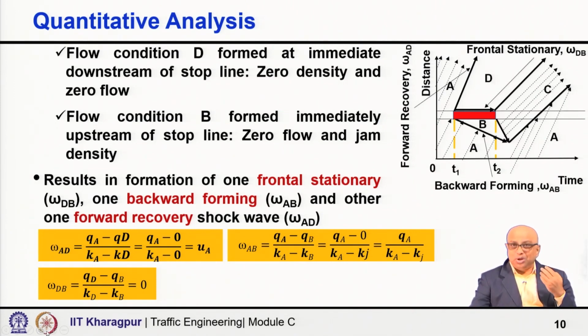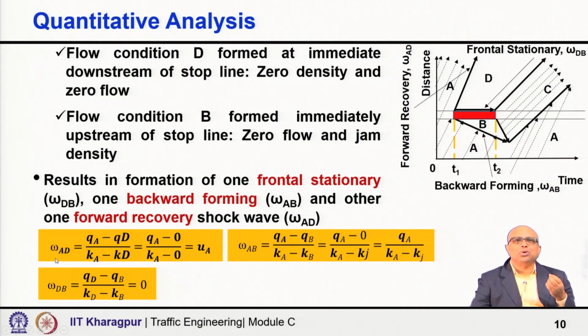So, now we know how to calculate the speed of the shock waves. Let us try to calculate the speed of these 3 shock waves. The frontal stationary one obviously will be 0. You can check that W_DB equals (Qd minus Qb) divided by (Kd minus Kb). Here Qd is 0, Qb is also 0, Kd is 0, but Kb is not 0. So, altogether you get 0.